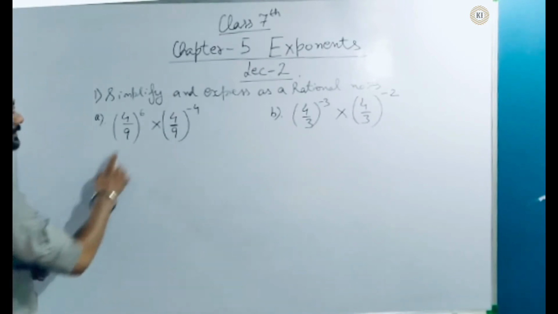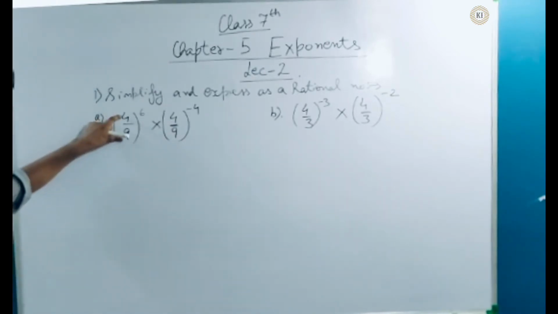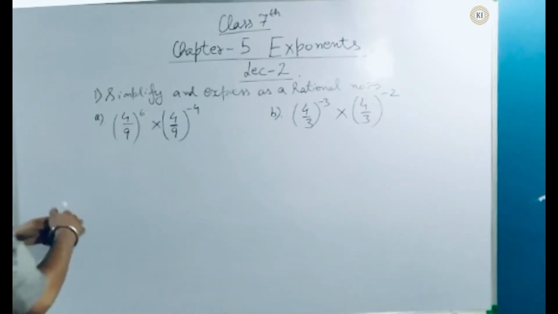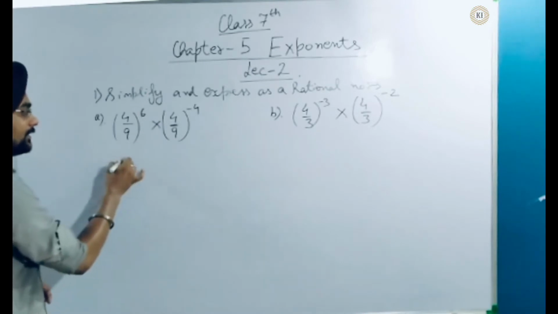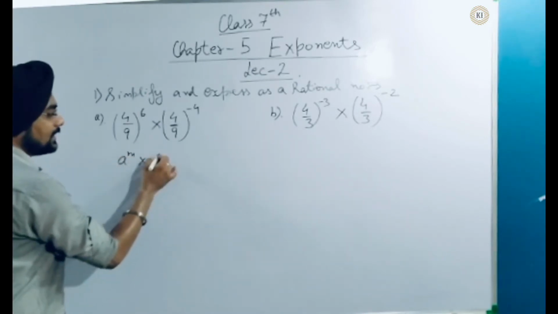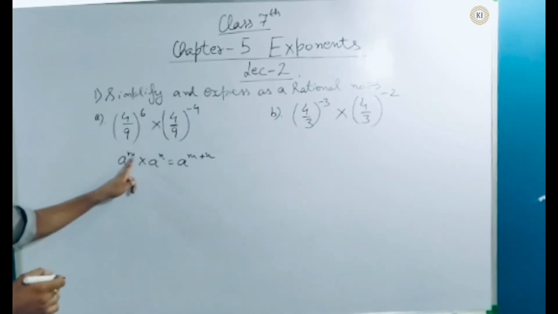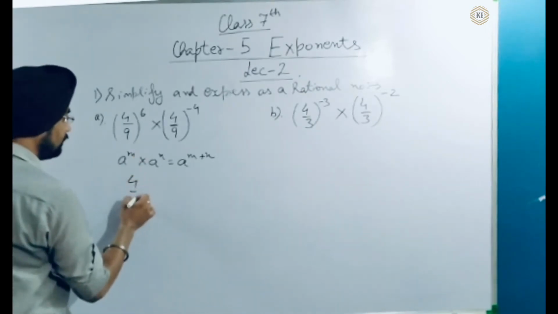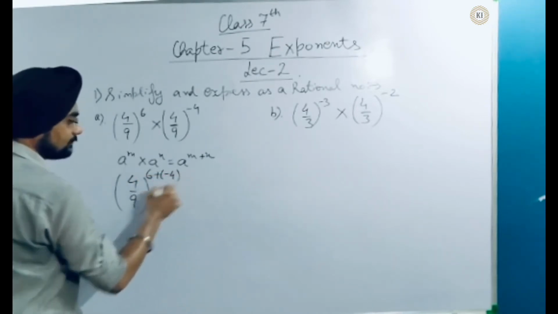So you can see 4 by 9 and 4 by 9. This value is known as the base. This value is known as the power or exponent. So we can see here that bases are same. So according to the first law, if bases are same, powers are added. a to the power m into a to the power n will be equal to a to the power m plus n. So here we can write 4 upon 9 to the power 6 plus minus 4.